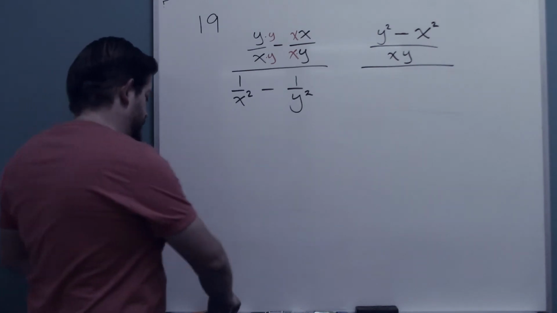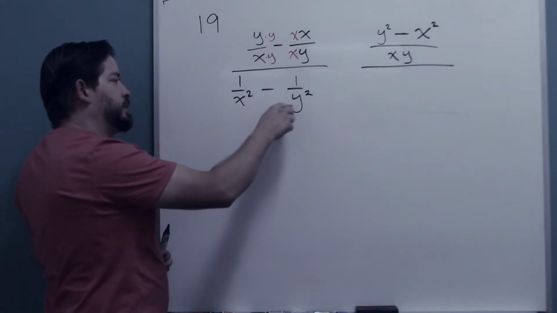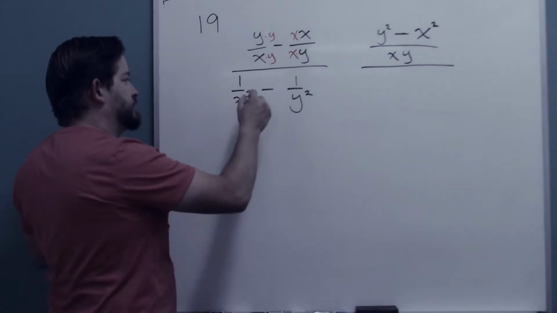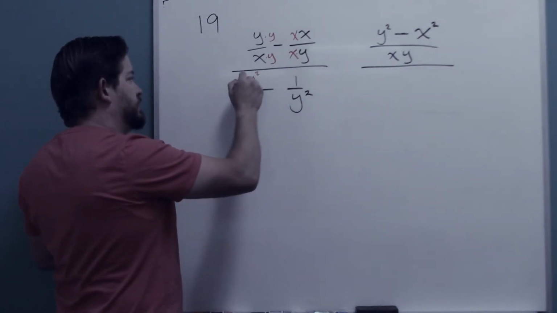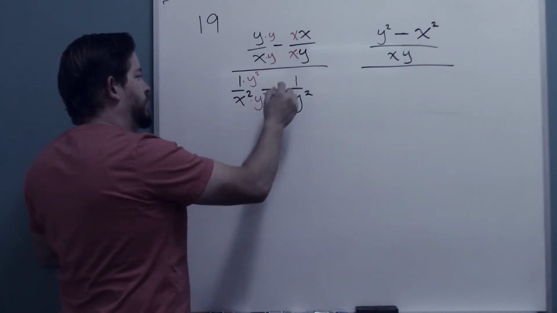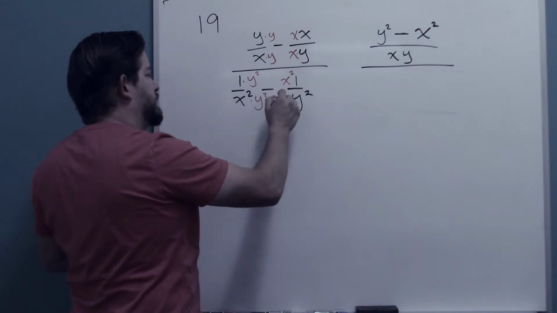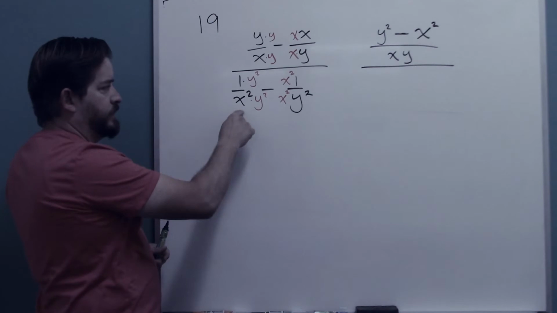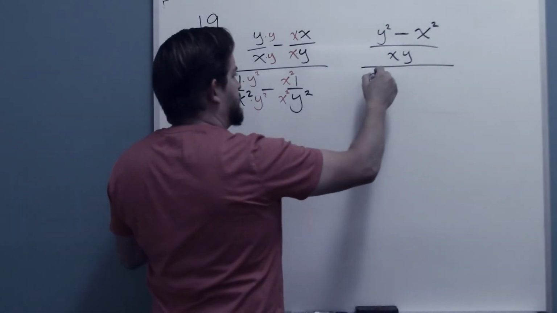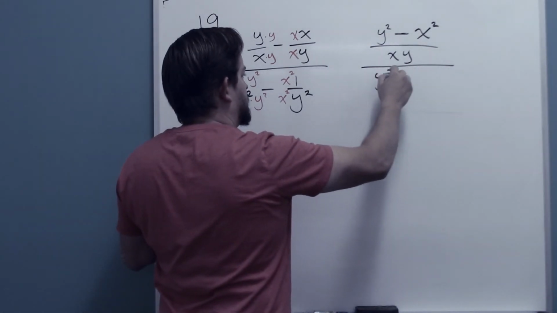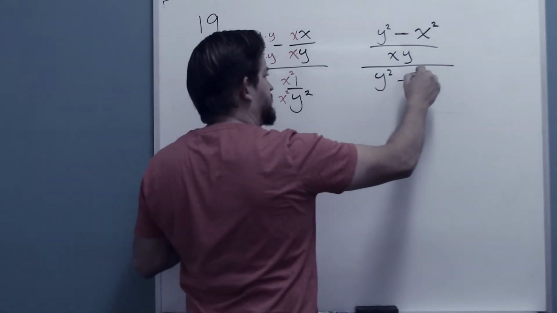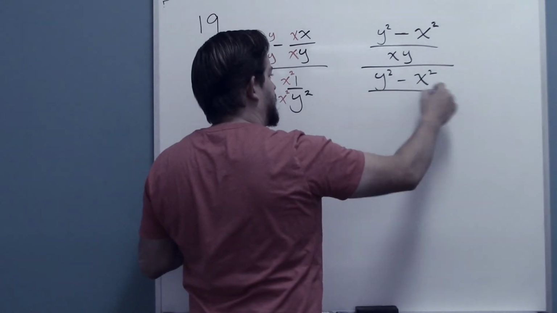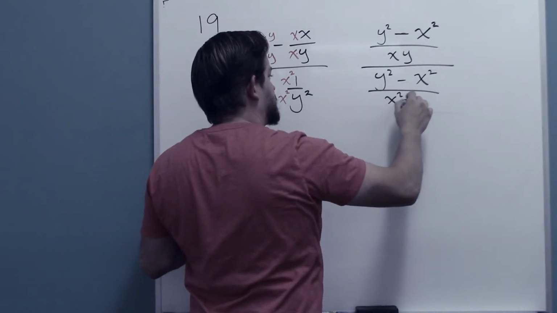In the denominator here, my common denominator has to have an x squared and a y squared, so I'll multiply this one by y squared, and this one by x squared. That gives me a y squared over x squared y squared, and minus an x squared. So I'll combine that into a single fraction because they are over the same denominator now.